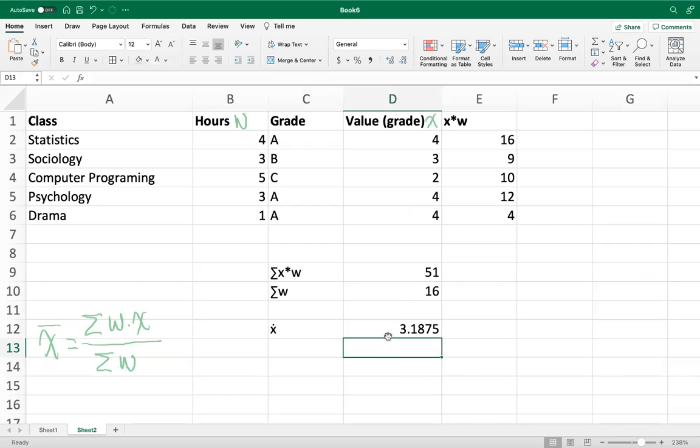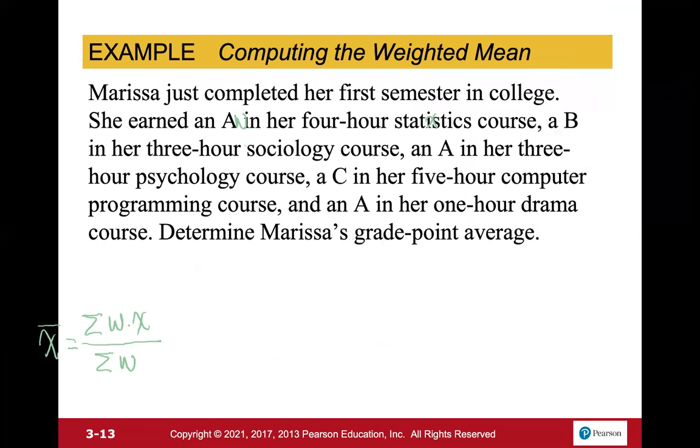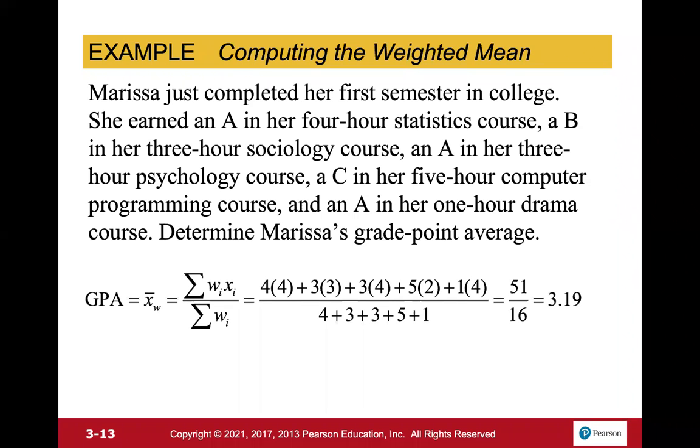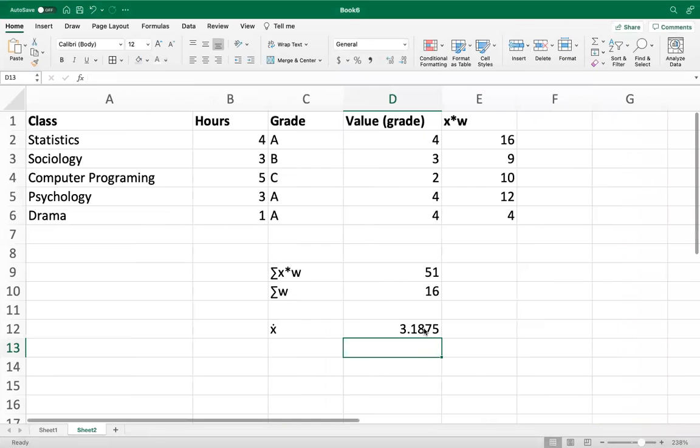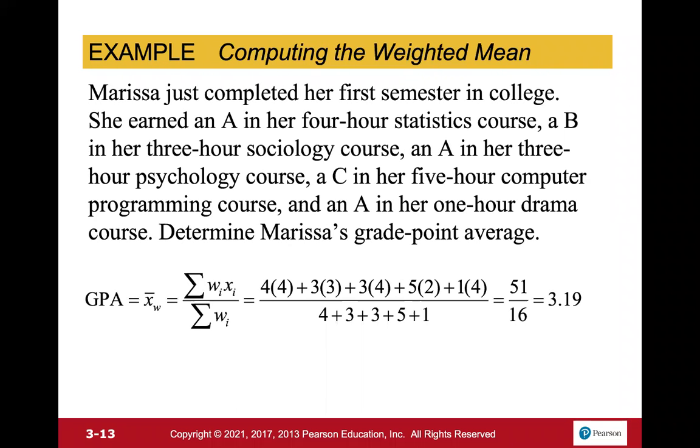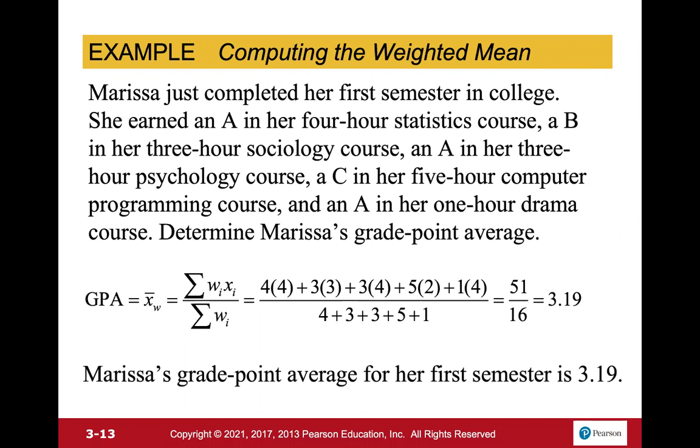There we go. So that's 3.185. So 3.0 is equivalent to a B average. So she got slightly above a B average in her classes. And let's see if we missed anything. So 3.1875 looks good. So Marissa's grade point average for her first semester is 3.19.